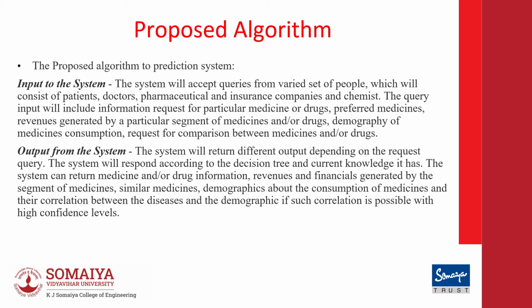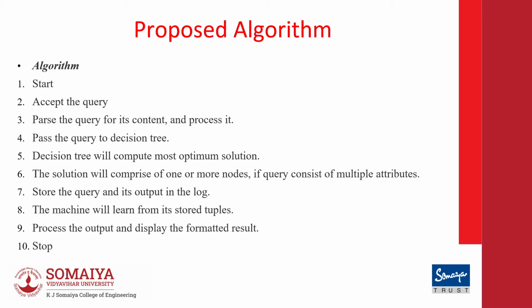The output from the system will return different output depending on the request query. The system will respond according to the decision tree and current knowledge it has. The system can return medicine and drug information, revenues and financials generated by the segment of medicine, similar medicine, and demographics about the consumption of medicine and their correlation between the disease and the demographic, if such correlation is possible with high confidence level. The proposed algorithm will accept the query, parse the query for its content, and process it.